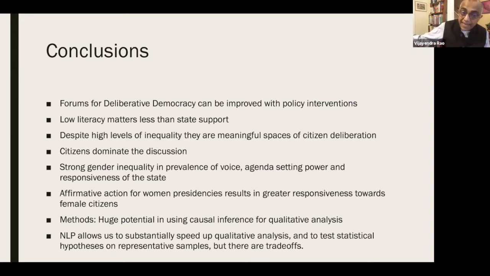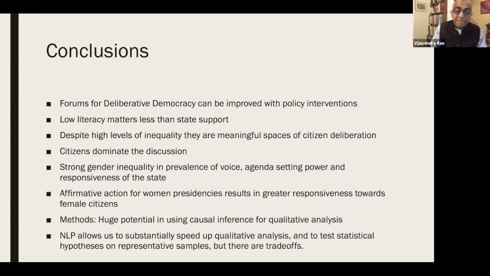I've shown you that in the NLP analysis, despite caste inequality and everything else. I've done other work showing that Dalits are more likely to speak. There are other papers related to all of this that get into that a little bit more. Citizens dominate the discussion, but there is strong gender inequality in almost every aspect of speech. But affirmative action for women presidents results in greater responsiveness. So overall, this is an optimistic story. There's a long way to go, and because these things are now constitutionally sanctioned, they're going to be there hopefully forever, so long as there is an Indian state, and hopefully they're going to get better with time.